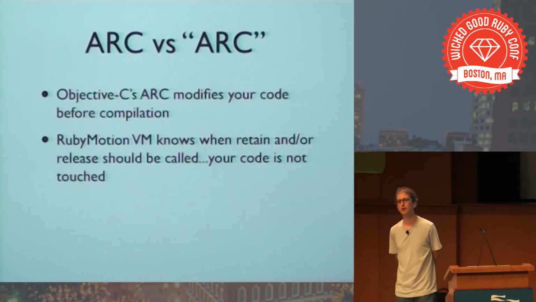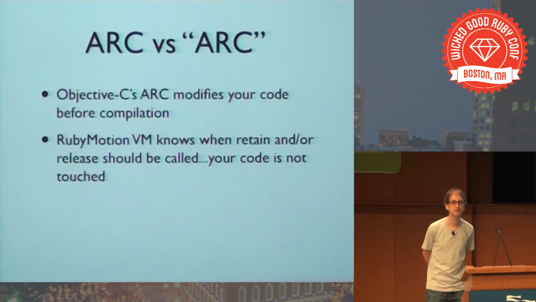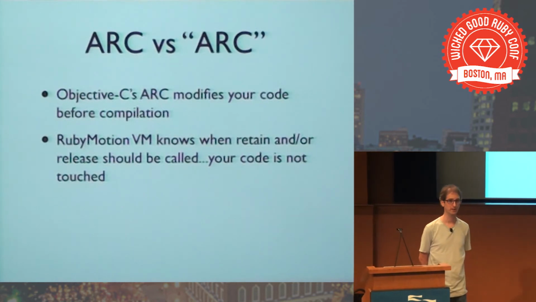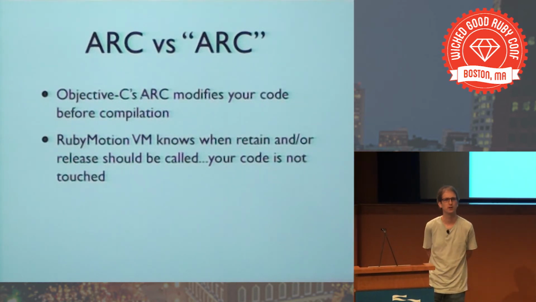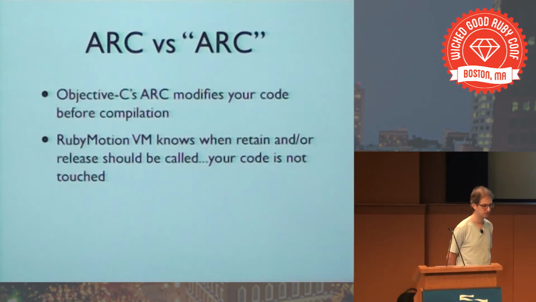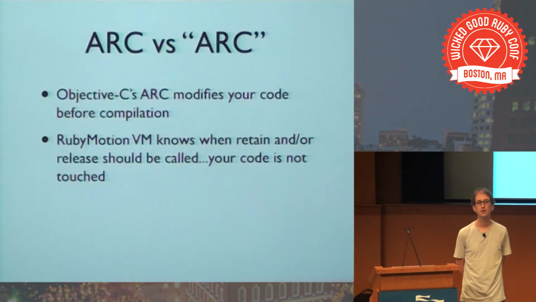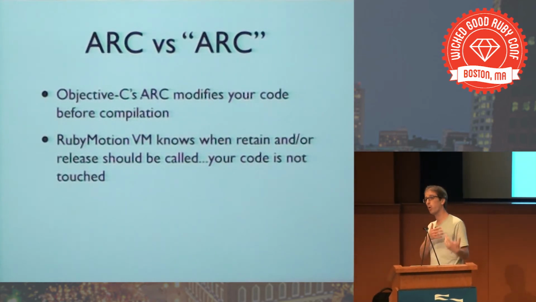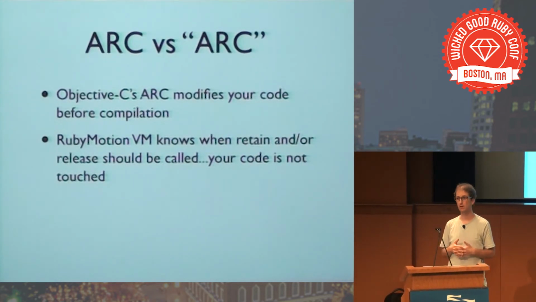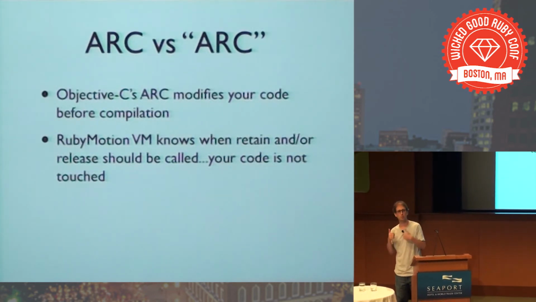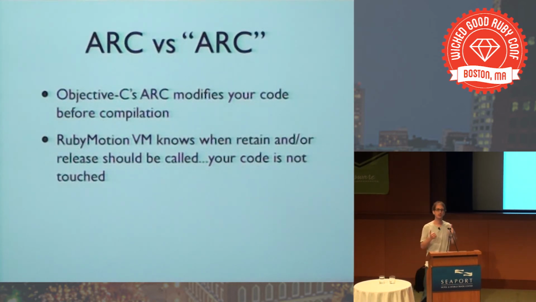In RubyMotion, we're not actually modifying the code. Instead, the VM, the virtual machine, knows where all those retains and releases should be, right? I mean, retains and releases, if you're not familiar, are usually around assignments, right? When you assign a value to a variable or reference something or a value goes away. All of those processes that would require reference counting necessarily involve interaction with the virtual machine. So in RubyMotion, we can have the virtual machine add the retain and release without modifying the code.